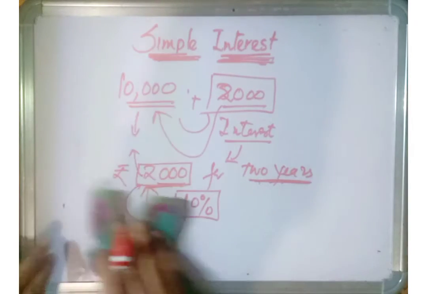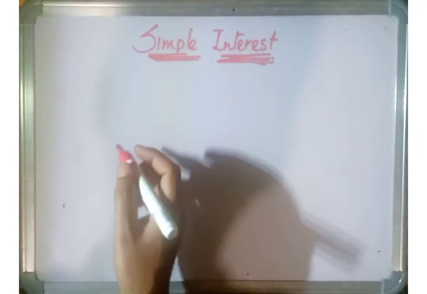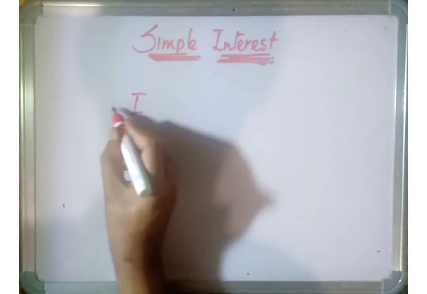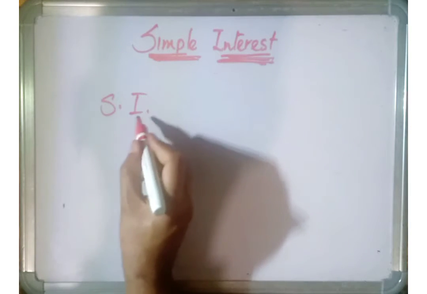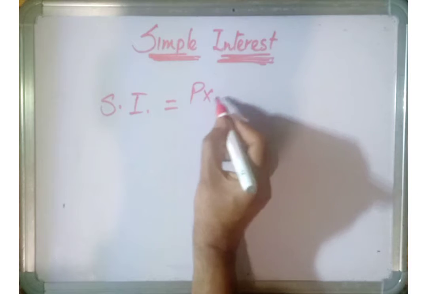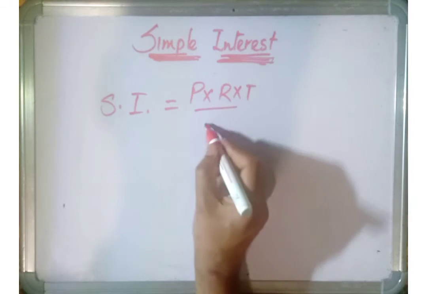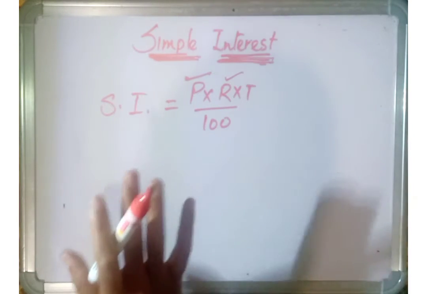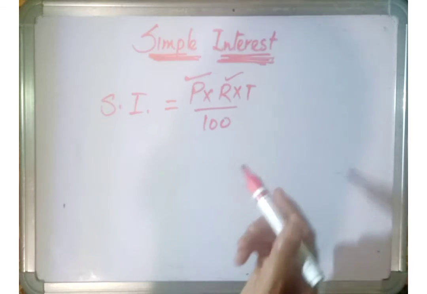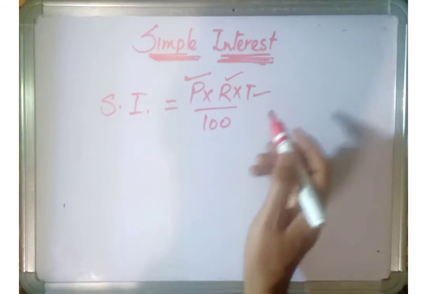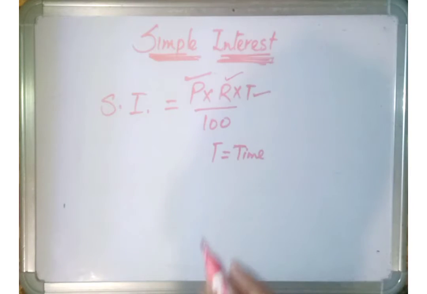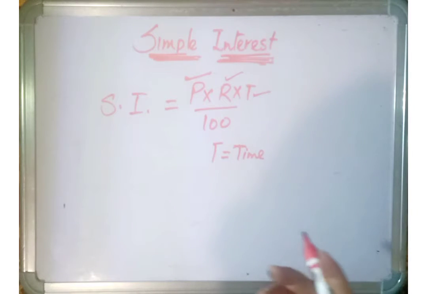The formula for calculation of simple interest is: SI, simple interest, is equal to P into R into T divided by 100. P is the principal amount on which you have to calculate the interest. R is the rate, that means the percentage, like 10%, 8%. And T is the time period for which you have taken the loan. It may be 2 years, 3 years, half a year.